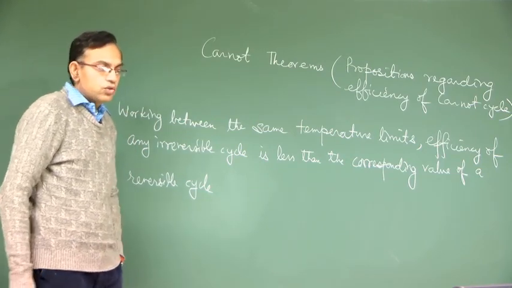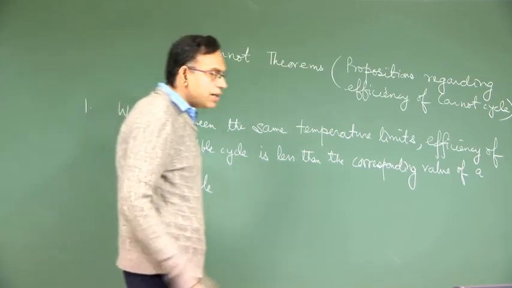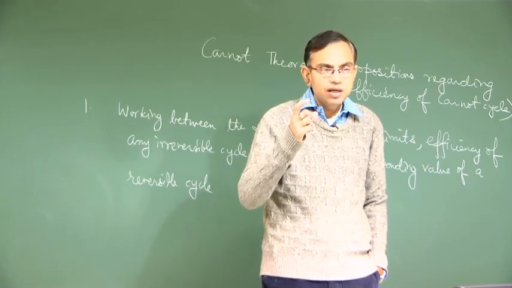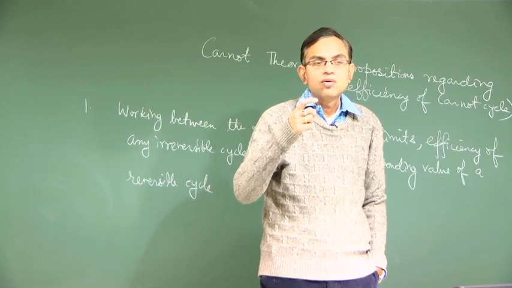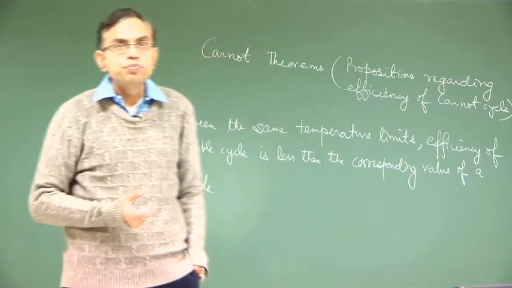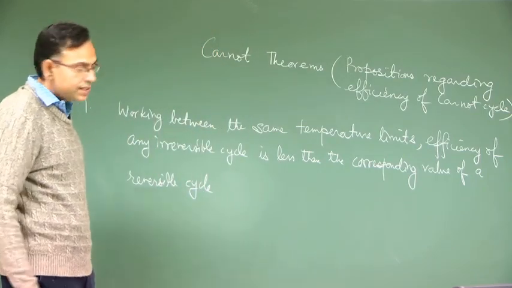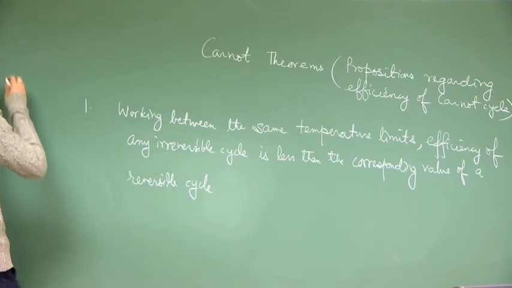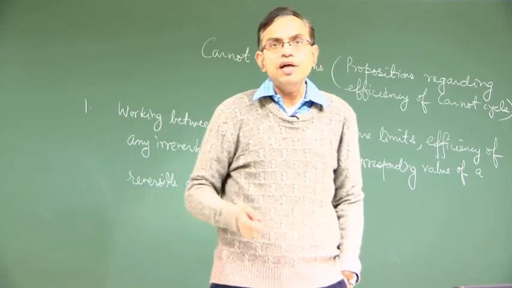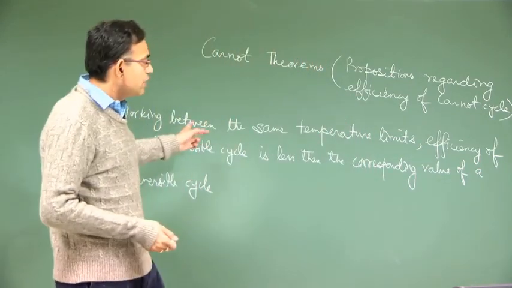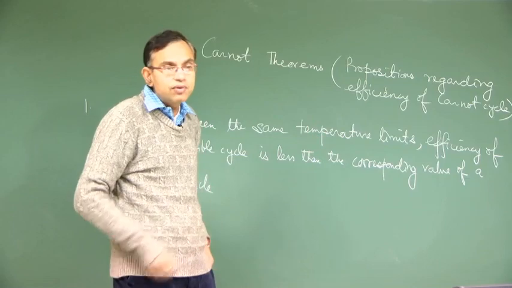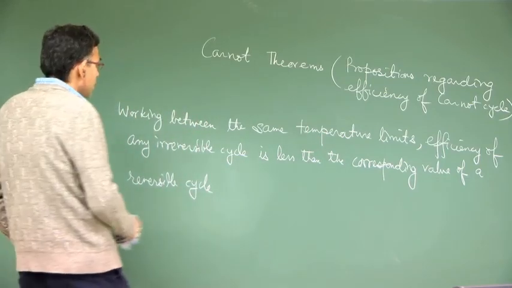That means that the reversible cycle will have the highest efficiency out of all possible cycles working between the same two temperature limits. How do we prove this? Let us prove this by contradiction. That means we assume that the reverse is true, that an irreversible cycle may have an efficiency greater than that of a reversible cycle working between the same two temperature limits.